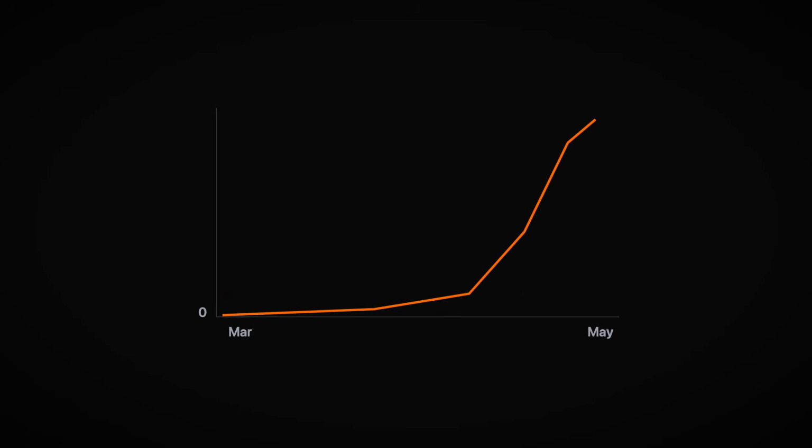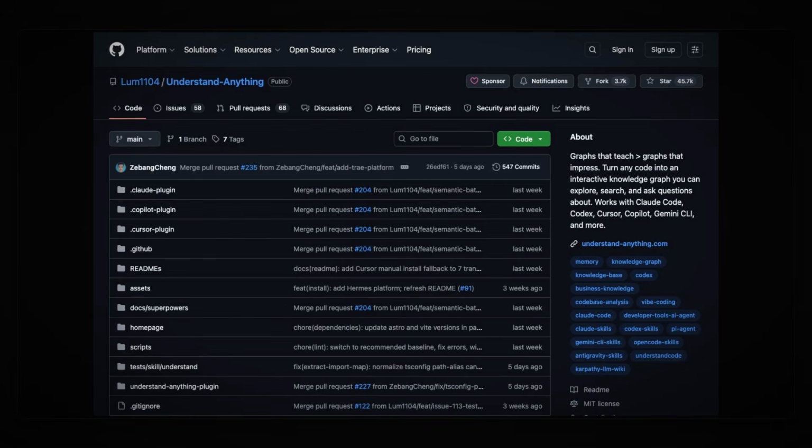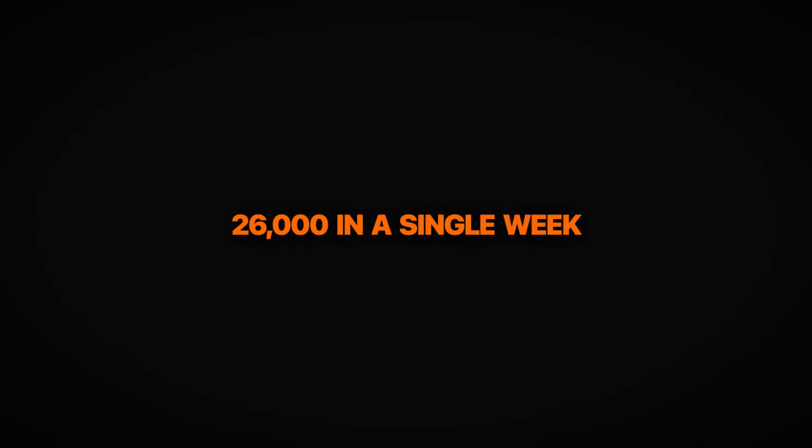This struck a nerve. The repo went from 0 to 44,000 stars in about 10 weeks. #1 trending on GitHub the week we looked. 26,000 of those landed in a single week. For a dev tool, that's not growth, that's a stampede.